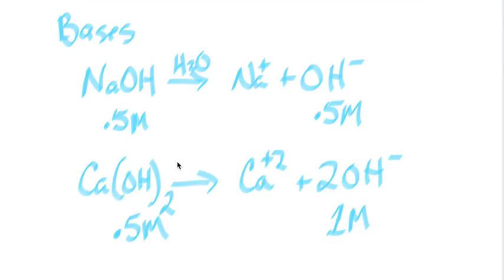Just like with the acids, if you know the concentration of the solution itself, you can figure the concentration of the ion in that solution, in this case, a hydroxide ion. So 0.5 molar NaOH will have a concentration of 0.5 molar OH. 0.5 molar Ca(OH)2, because of the stoichiometry, will have a 1 molar concentration of hydroxide ions. So you learned the difference between acids and bases.